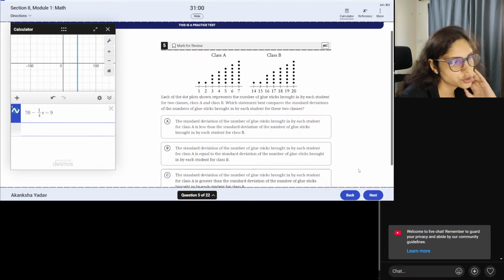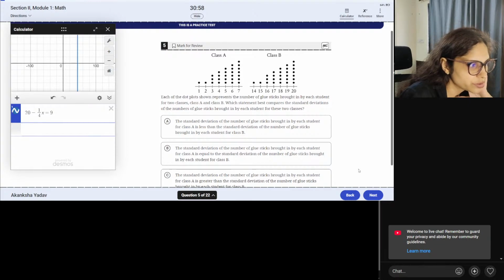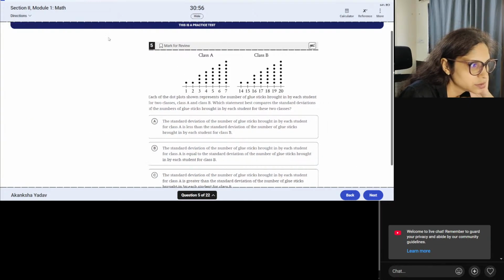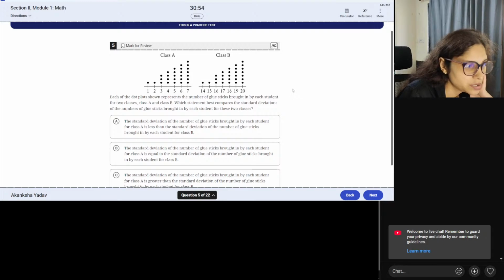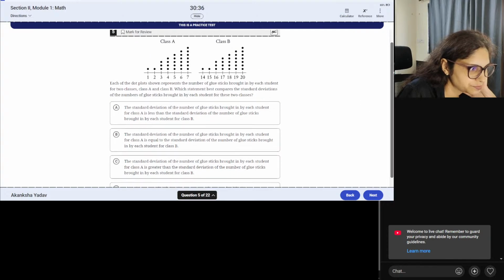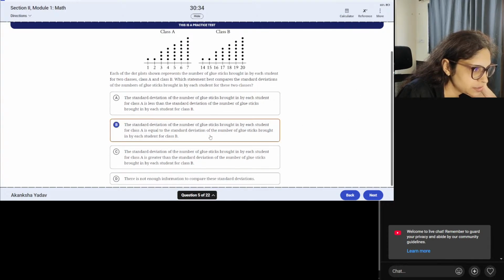Now each of the dot plots shown represents the number of glue sticks brought in by each student. So they want to compare the standard deviation. If you look at it, it's exact same thing, only the values are differing. So standard deviation doesn't care about the values, it only cares about how the shape is, how the spread is. So the spread is exactly same, so standard deviation is going to be exactly same. Less than or equal to is the correct answer. Okay?